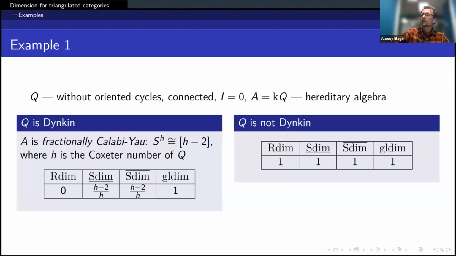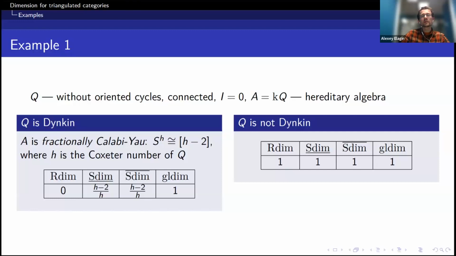Also, Rouquier dimension equals 0. It's equivalent to saying that our category has only finitely many indecomposable objects up to a shift. And for the derived category of modules over a hereditary algebra, any indecomposable object is a shift of an indecomposable module, and there are only finitely many indecomposable modules for Dynkin quivers. So this is the case, and Rouquier dimension is 0.